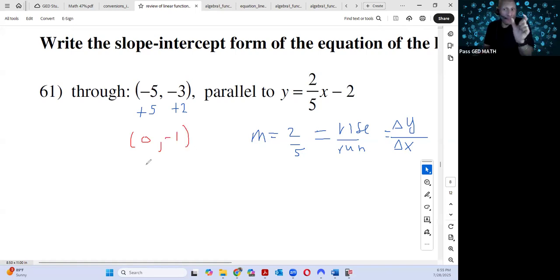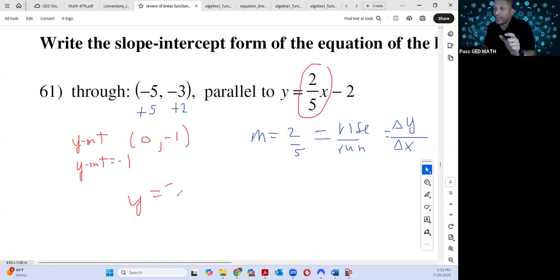I know when my x is 0, this is my y-intercept. So my y-intercept is equal to -1. I know my slope is 2/5. Y equals 2/5 x minus 1. Done. Hold on, Mr. T, I thought you chose the calculator.